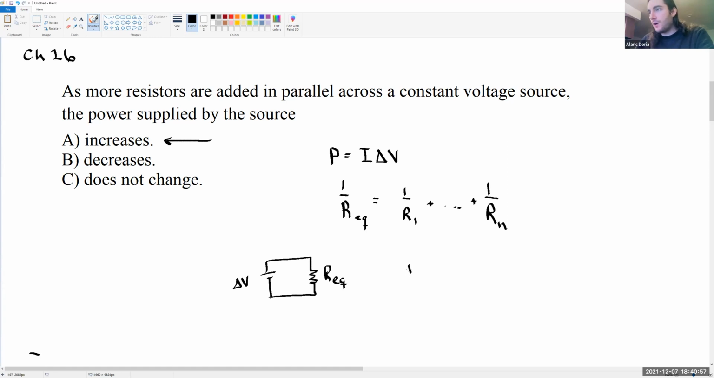And so if I want to know what the current is in the circuit, I just apply Ohm's law. So delta V over Req here. And since Req is smaller the more resistors you connect in parallel, then the current must be increasing because Req is dividing. Okay, so you divide by a smaller and smaller number, you're going to increase the current.